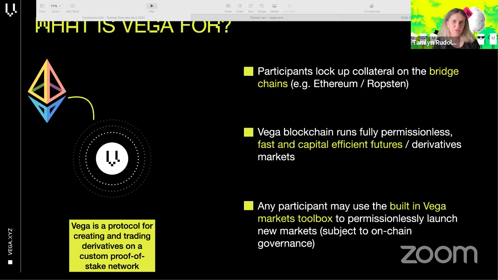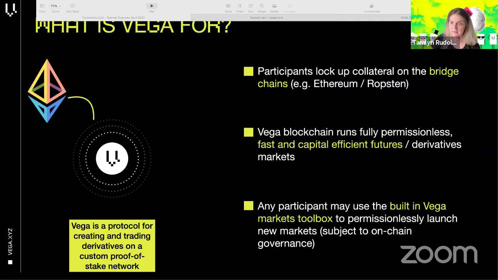So a very lightning tour of what it means to connect and use Vega. Participants will lock up collateral on the collateral bridged blockchain. So in this case, as we said, it's Ethereum or Ropsten. Actually, on the Vega testnet, we have 4 smart contracts with assets on them on Ropsten that also have faucets. So they give you some free testnet collateral to practice trading and using the Vega protocol.